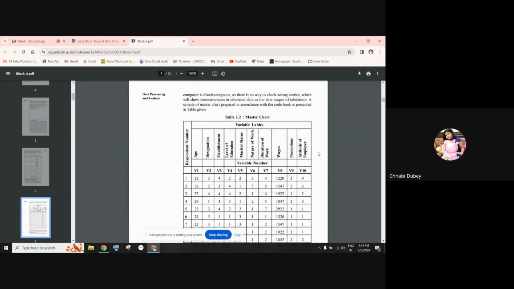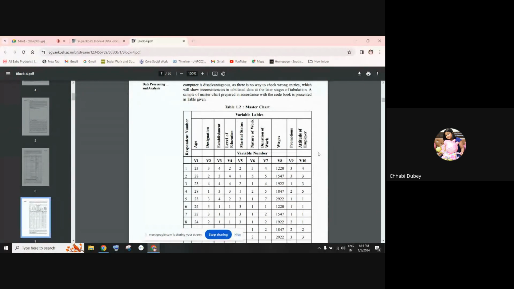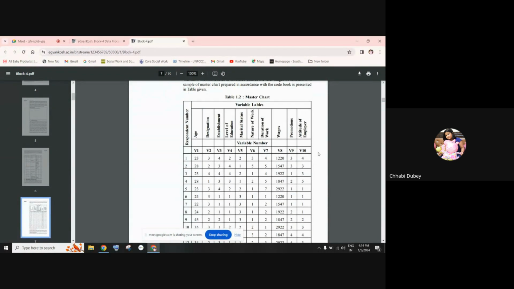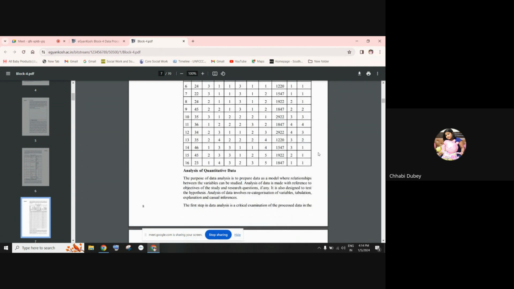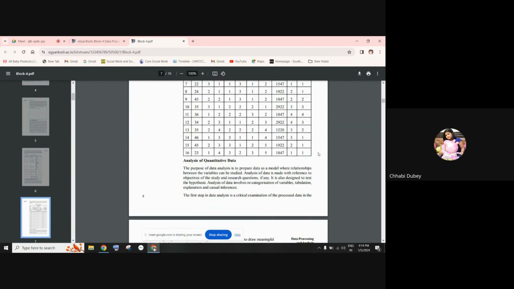So you have been given this example of how a master chart can be prepared. Here the different columns are given to you, and you can see the entries against those columns. So respondent number is there, the age of the respondents, the designation, establishment. Depending upon the codes, we have entered the codes, and accordingly we will prepare the master chart. Now this is just an example. Generally, the master chart prepared by researchers is quite big. This one has just 16 entries, so it's just an example of how a master chart is actually prepared.